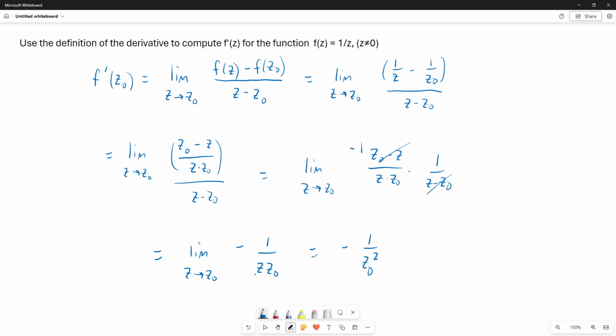Just plugging in z0 for z, and there's our derivative, and so we can conclude that f prime of z0, where z0 could be any non-zero complex number, so we could write this in the form f prime of z as -1 over z squared. And this is the same formula as for the function f of x equals 1 over x, f prime of x is -1 over x squared. It's the same formula.